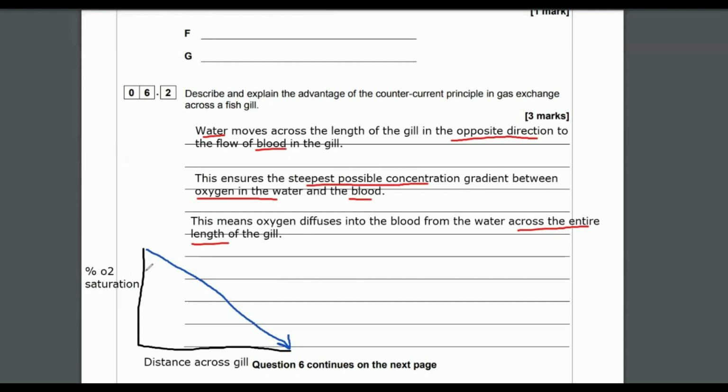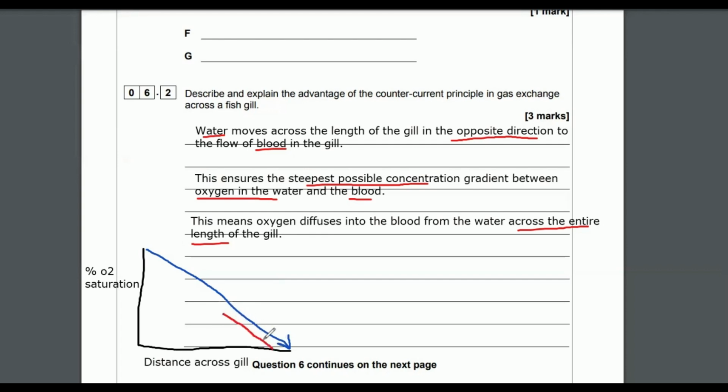This is the best little sketch that you should memorize, and it shows oxygen saturation on the y-axis on the left and distance across the gill on the x-axis of this little sketch graph. Now we can see that from the start of the gill, when the distance is 0, so right over on the left-hand side by the top of the y-axis, the oxygen saturation is at its highest in the water. The blue line here represents water.